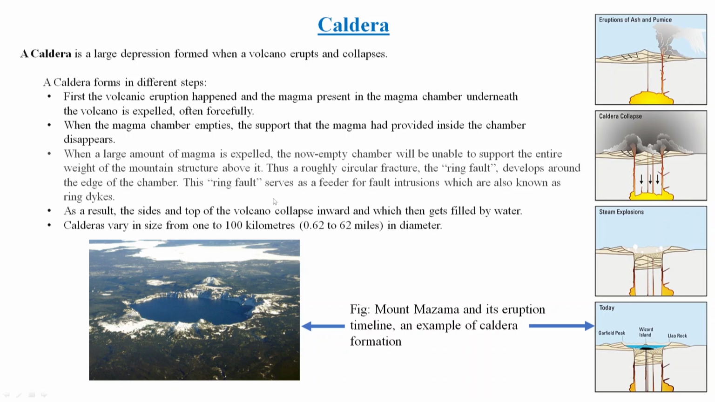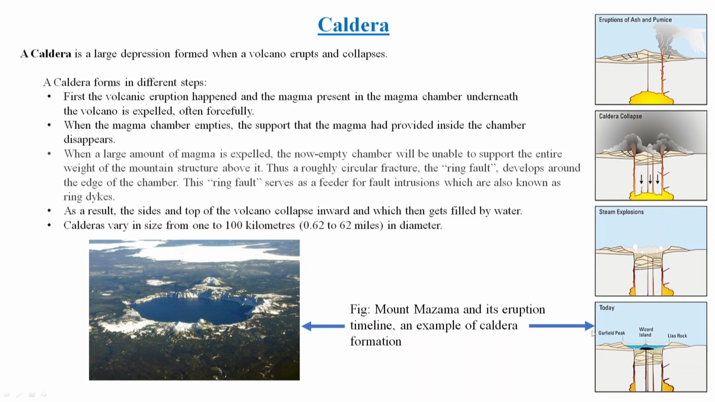When a large amount of magma is expelled, the now empty chamber will be unable to support the entire weight of the mountain structure above it. Thus, a roughly circular fracture, the ring fault, develops around the edge of the chamber. This ring fault serves as a feeder for fault intrusion, which are known as ring dikes. As a result, the sides and top of the volcano collapse inward, and it gets filled with water.